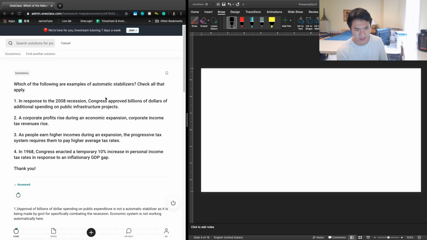Number 3 is one that I would definitely check as an automatic stabilizer. As people earn higher incomes during the expansion, the progressive tax system requires them to pay higher average tax rates. And so this is an example of where during a rapidly growing economy that is probably in an expansionary gap, the progressive tax system is going to effectively cause people to pay more of their money as a percentage in taxes, which would reduce the amount of disposable income they have to spend in the economy. And so that is something that would slow down the economy and would act as a buffer in the event of an expansionary gap. And so number 3 is an example of an automatic stabilizer.